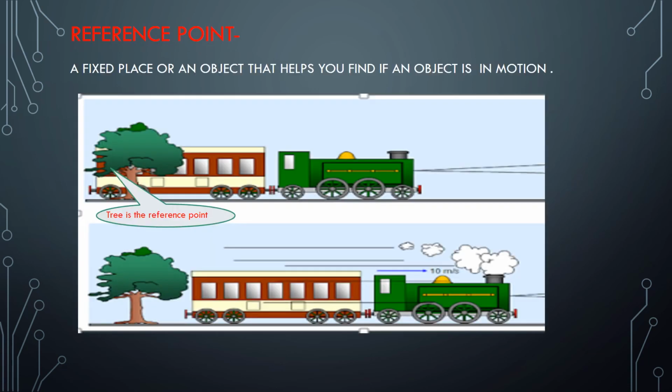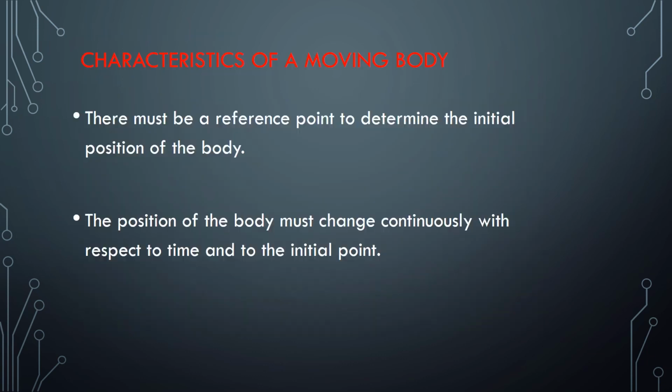This slide gives you a better idea of reference point. A reference point is taken to be a fixed place. Here, the tree is taken as a reference point. In figure 1, you can see the train is somewhat behind the tree. And in the second figure, you can see the train has crossed the tree. So you can very well observe and analyze that the train is moving.